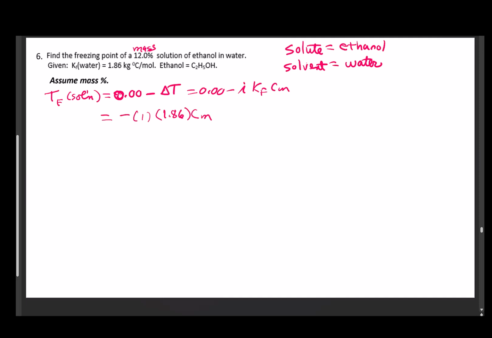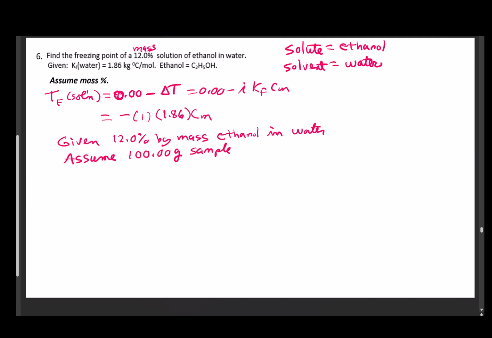So all that we need to complete the problem is to find the molal concentration of ethanol in water. What we're given is that we have 12% by mass. I think the easiest way to solve one of these percent mass problems is to assume a sample amount, assume 100 grams of sample or solution.